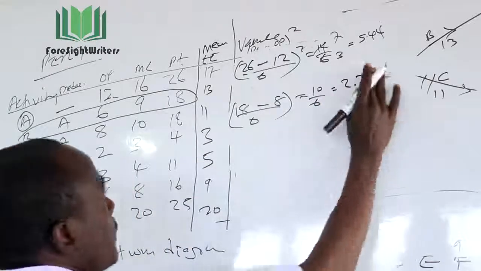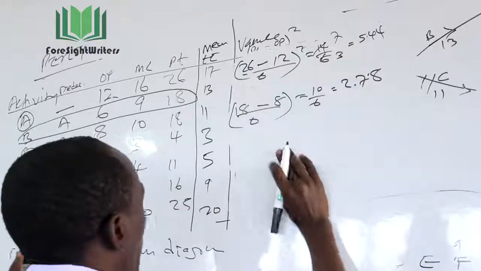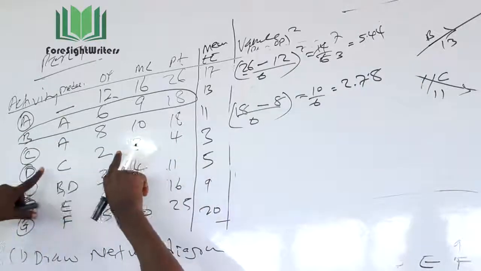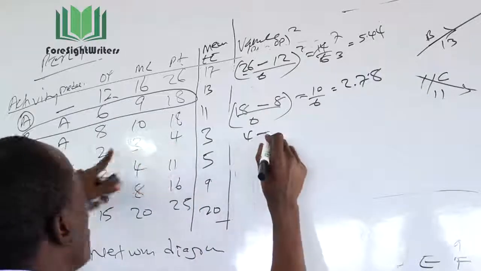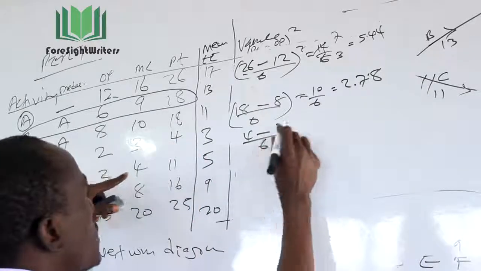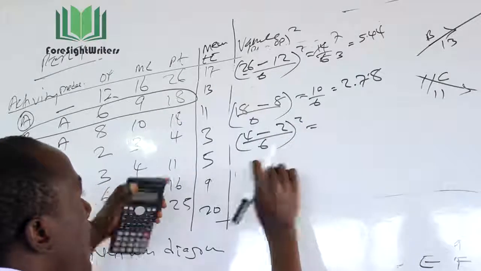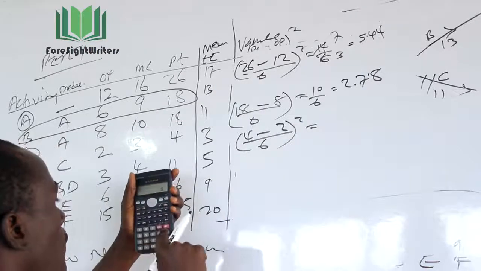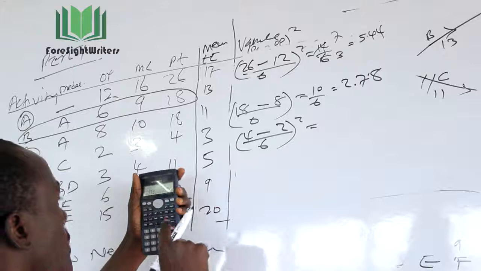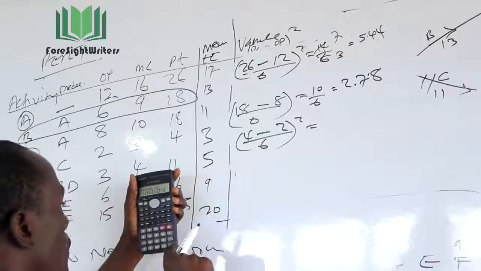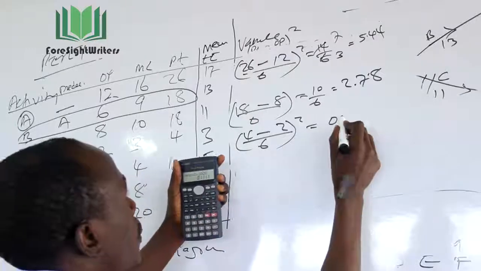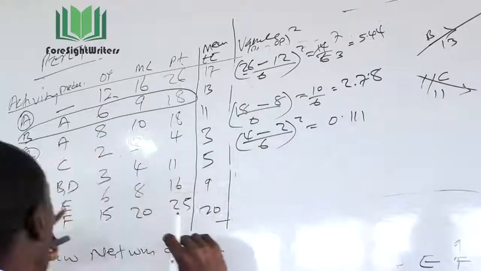Then we go to the fourth one. The fourth one is 4 minus 2 divided by 6, squared. So this is 2 divided by 6, which is 0.333. Multiplied times 0.3333, we get 0.111. Okay, so that one is already done.